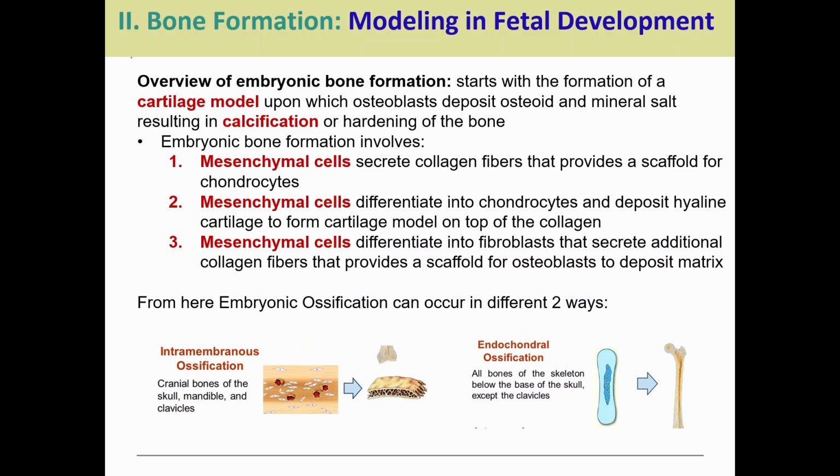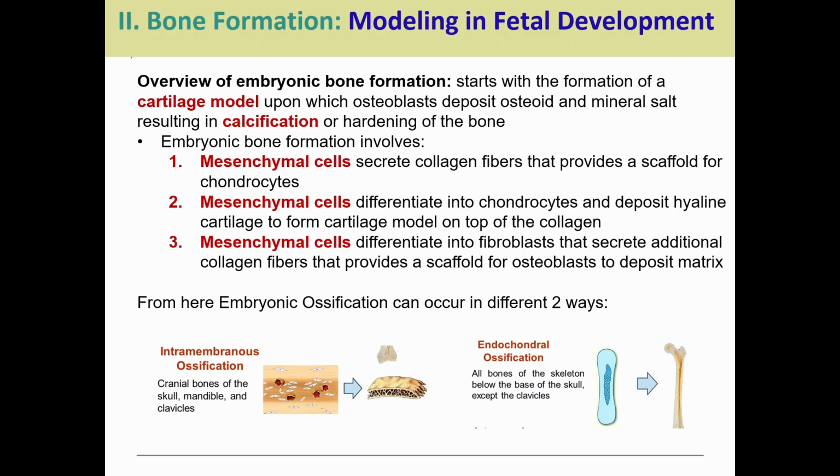We also have a few different types of cells helping here. Some mesenchymal cells are going to secrete collagen to create a scaffolding. Other mesenchymal cells differentiate into chondrocytes, so they'll become the chondrocytes to deposit cartilage. And lastly, we have some that become fibroblasts, which will continue to lay down collagen and allow the osteoblasts to start building bone.